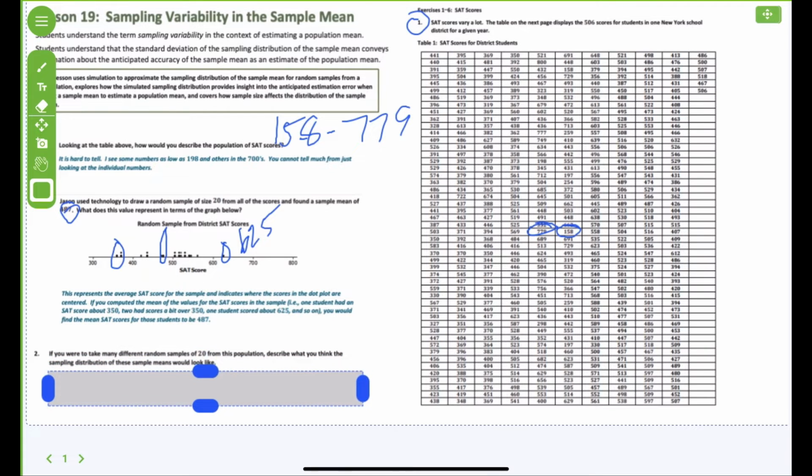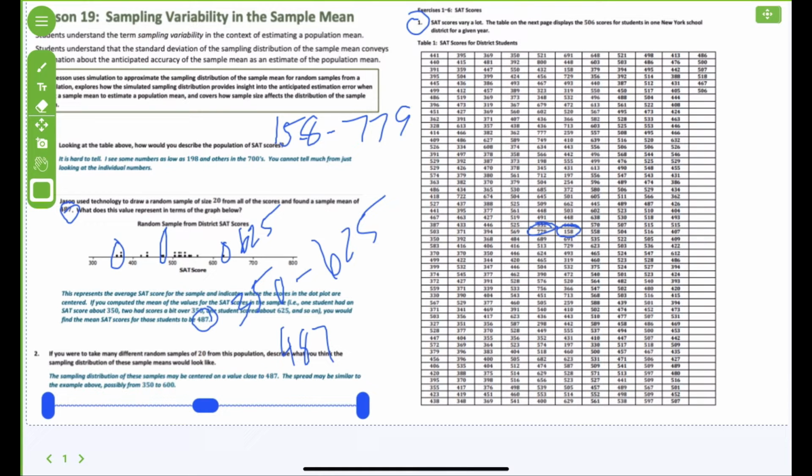All right, so if you were to take many different random samples of 20 of this population, describe what you would think the sampling distribution of these sample means would look like. Well, based on all we have to go on right now, we would say that they're going to be centered around 487. And they would range anywhere from around 350 to 625, because that's the only information we have to go on right now.